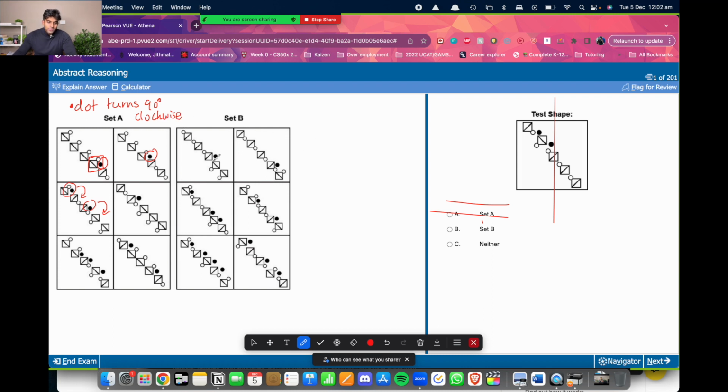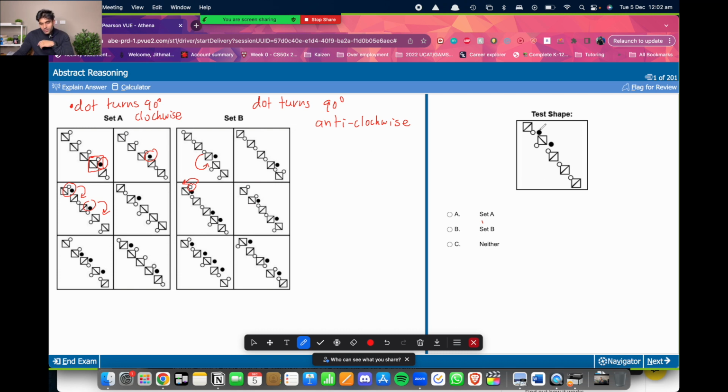For B, it appears that it turns anti-clockwise. I'm noticing it going from here to here, going from the top right to being on the top left instead. So that's going to be dot turns 90 degrees anti-clockwise. I have a feeling I might have said anti-clockwise for one of the last questions instead of clockwise, so I'll probably edit something in there to say it's supposed to be clockwise.